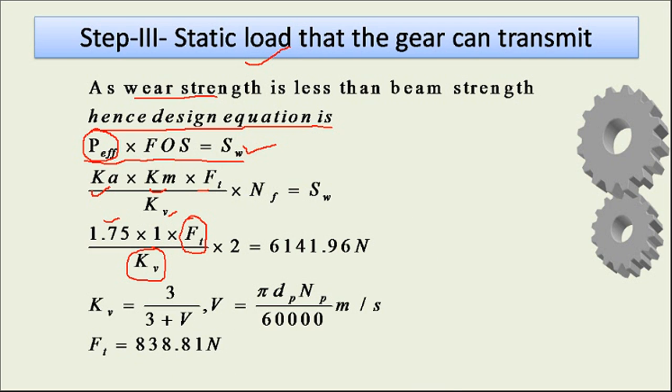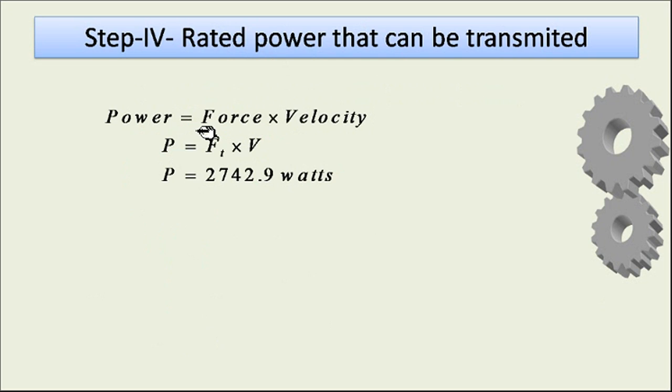Once we get this, we can find out the last step of this particular problem, that is the rated power that can be transmitted. So power is equal to force into velocity. Tangential force we calculated and velocity also we calculated. The product of these will give us the power in watts. Divided by 1000, you will get this power in kilowatts, that is 2.74 kilowatts. So this is the way you can solve this particular numerical.